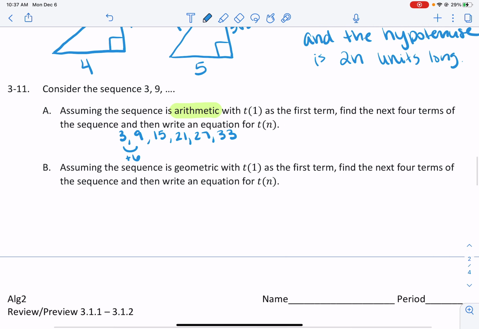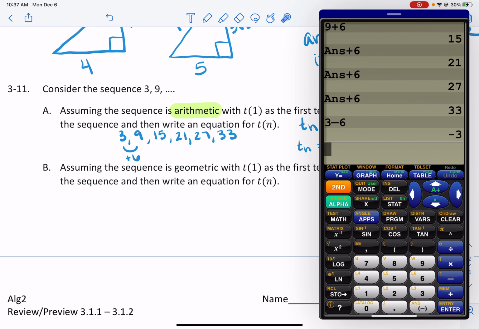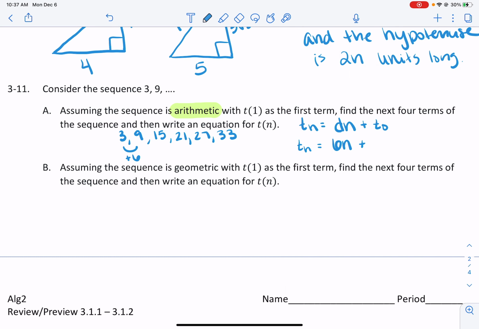So let's say we've got our formula t of n equals dn plus t sub 0. D means what's happening each time, so we're adding 6. And the t of 0 means what happened before then. So we'd actually have to take 3 minus 6, which is minus 3. And there's our formula.